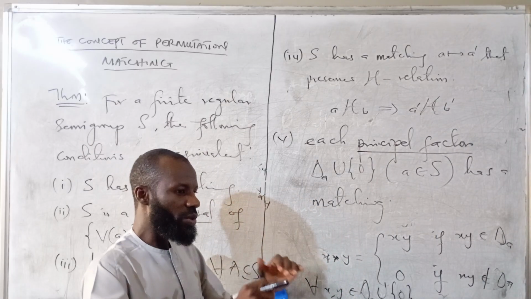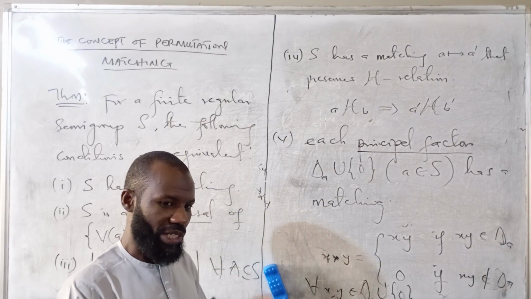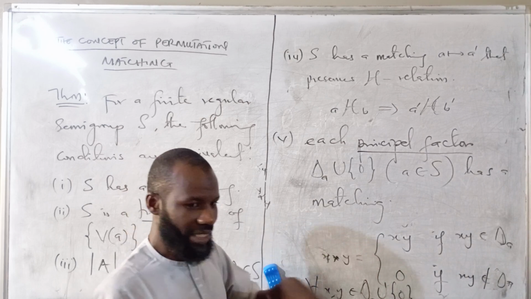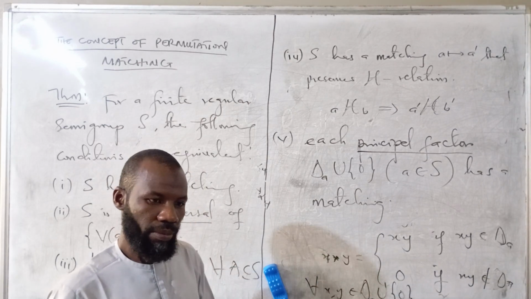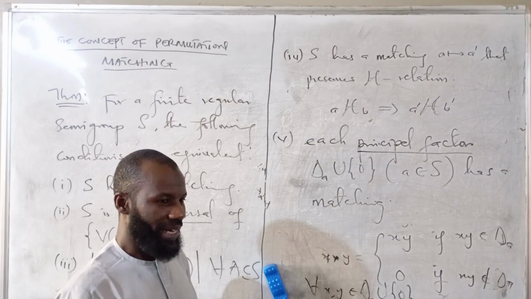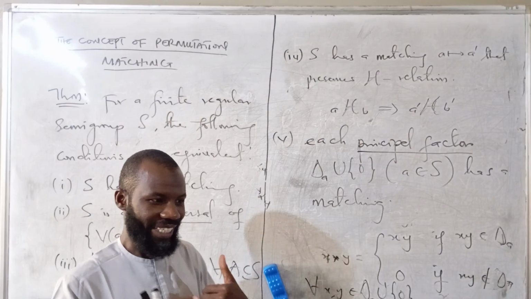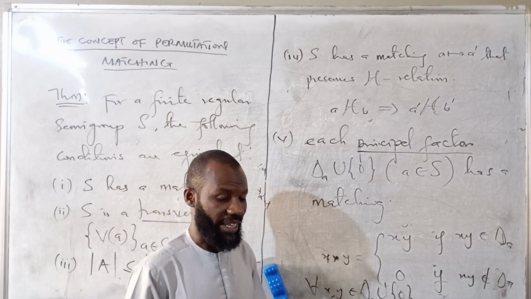So when you make D classes a semigroup in this way, those D classes are called principal factors. Are you following? So for example, if I may ask, in T_n, how many principal factors are there?